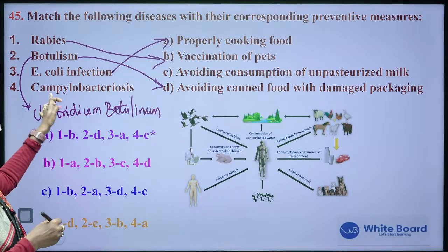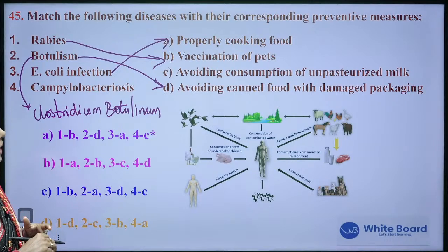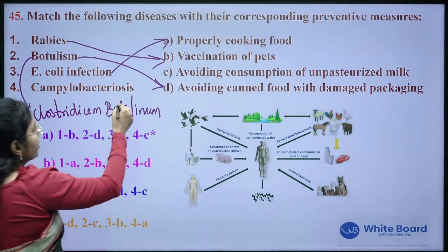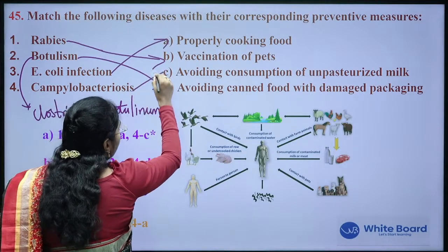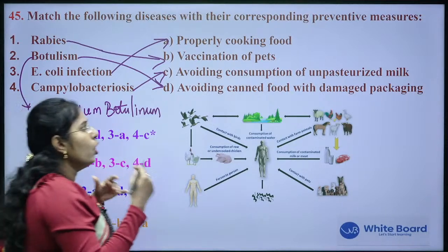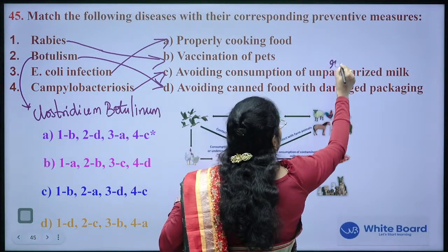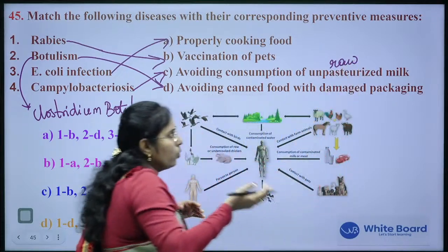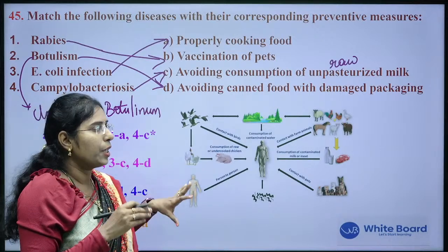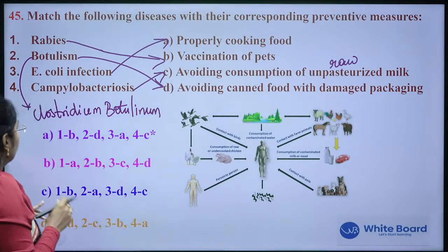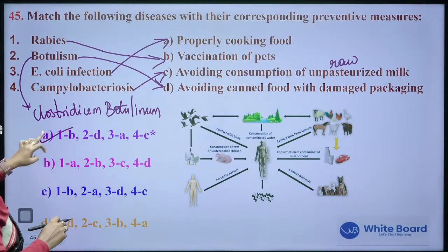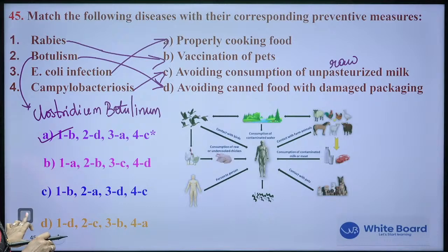Next, Campylobacteriosis. This bacteria is mainly responsible for this, and it can be avoided by not consuming unpasteurized milk, which is nothing but raw milk. We should not take any raw milk, which may contain Campylobacter and cause infections. So, the correct answer is 1B, 2D, okay, option A is the correct answer for this one.